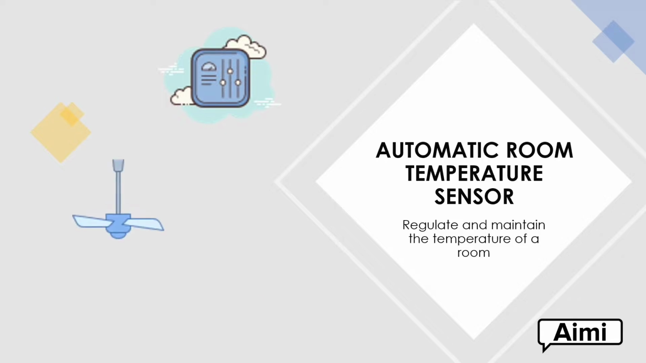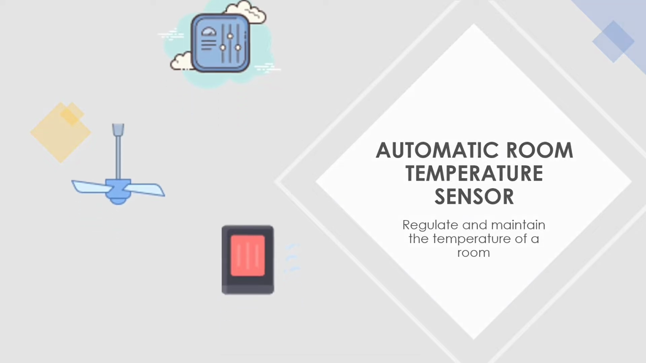either the heater or the fan. Whenever the temperature of a room is detected within the desired temperature, no heater or fan will be turned on. However, the sensor will send a signal and notify the system to switch on the heater when it is too cold or switch on the fan when it is too hot.